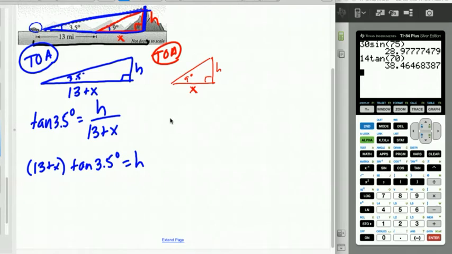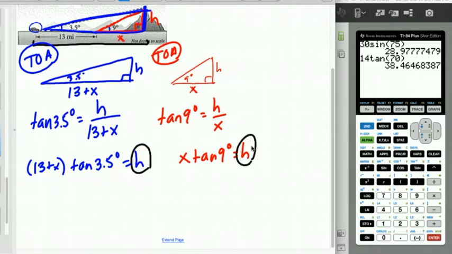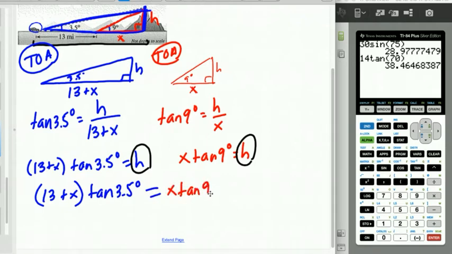In the red triangle, I can set up that the tangent of 9 degrees is h, the opposite, over x, my adjacent. So I could multiply the x over, and I can also solve for h and get that h is x tangent 9. H is the same as h, they're the same mountain, right? So since this h value is the same as this h value, I can set the red thing equal to the blue thing. So I can say that 13 plus x, the whole quantity, times tangent of 3.5 degrees has to equal the x tangent of 9 degrees.